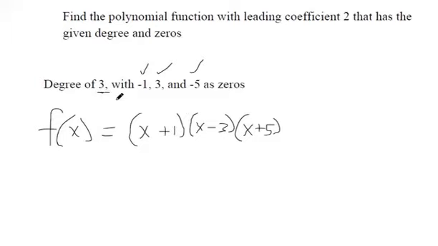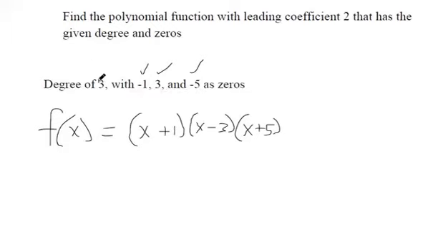Now, does it have a degree of 3? Yes, it does, because if you were to multiply these together, the result would be a quadratic, right? X times x will make x squared. And then if you multiply a quadratic to a linear factor, the x squared times the x is going to make x to the third. So degree of 3, that was checked when we did this.